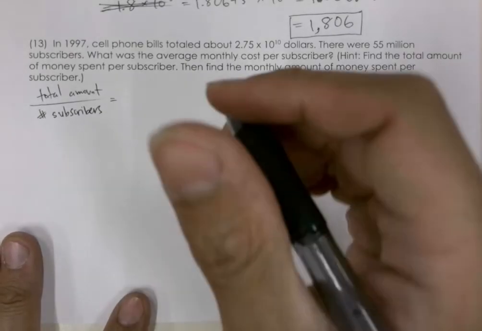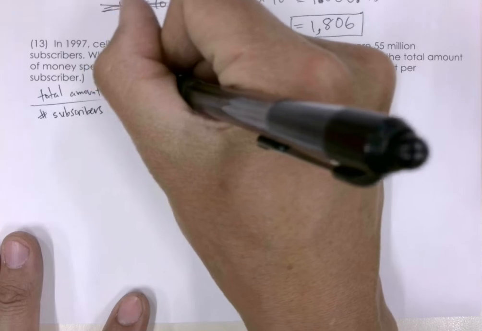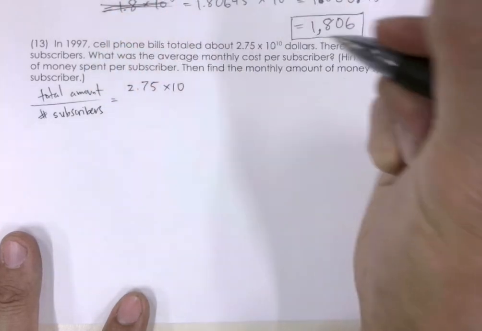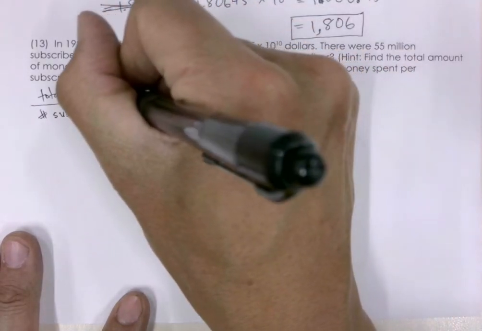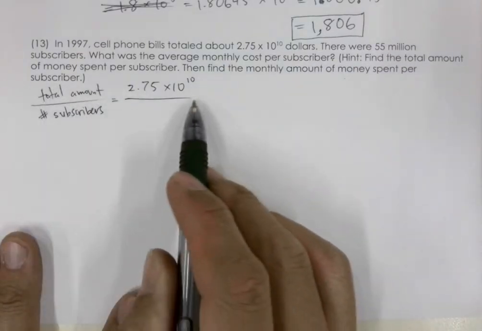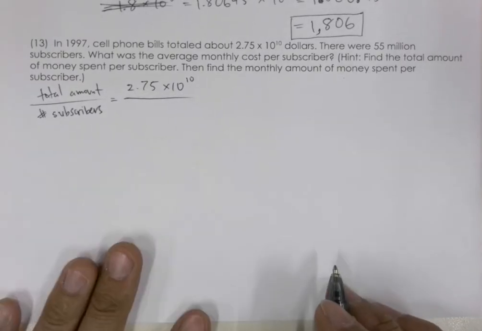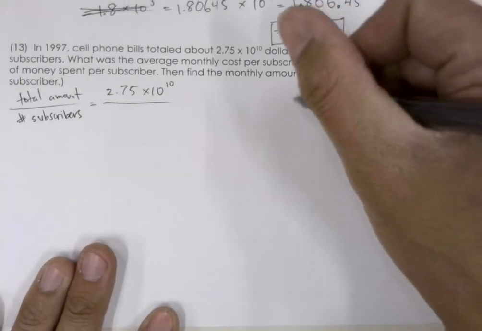Okay. So what do we have as the total amount spent? Well, we have it in scientific notation: 2.75 times 10 to the 10th dollars. And we want to put it over 55 million subscribers. We also want to write that in scientific notation so it's easier for us to work out the math. So let's go ahead and do that.